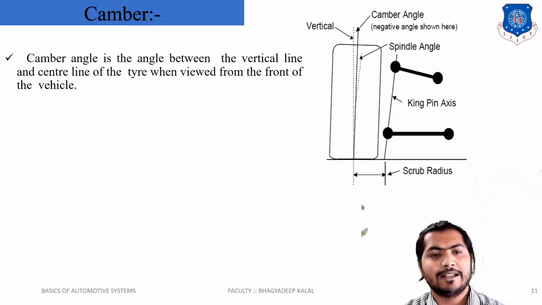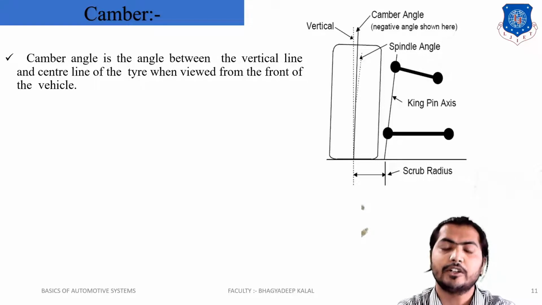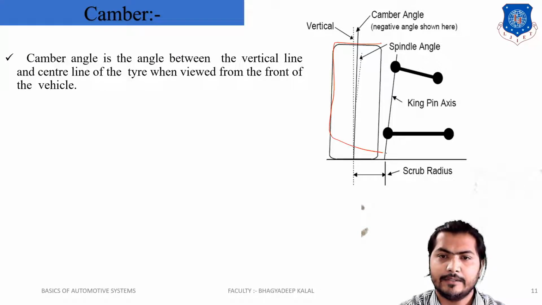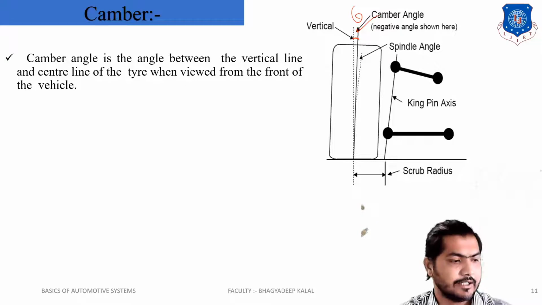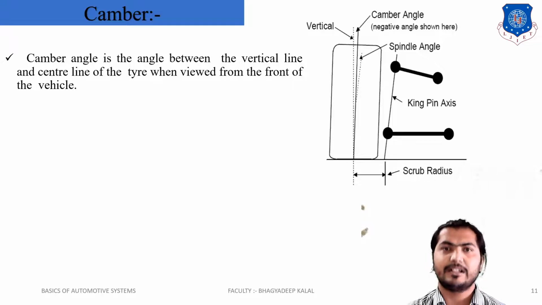Camber angle is the angle between the vertical line and the central line of the tire when viewed from the front of the vehicle. It is our tire, this is the vertical line and this is our camber angle. Camber angle has two types: negative camber angle and positive camber angle. If it turns outward, the angle made is a positive camber angle. If it turns in the inward direction, then it is called a negative camber angle.